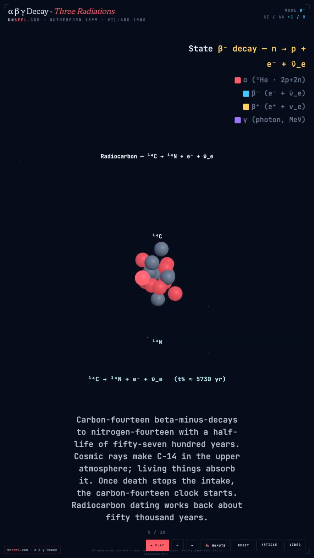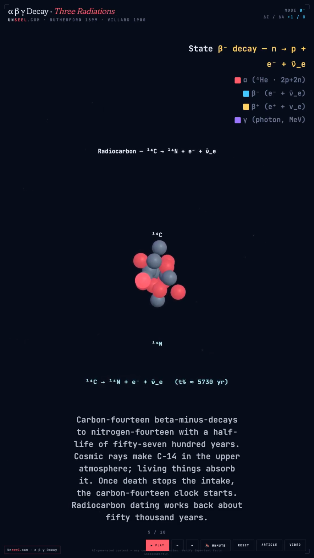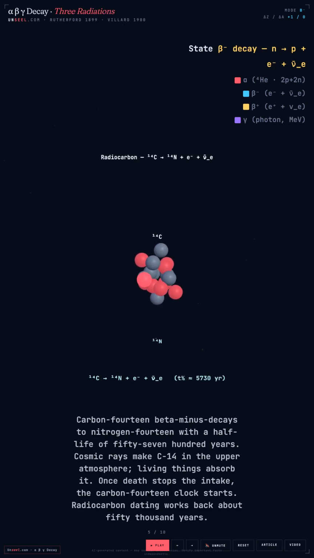Carbon-14 beta minus decays to nitrogen-14 with a half-life of 5,700 years. Cosmic rays make C-14 in the upper atmosphere. Living things absorb it. Once death stops the intake, the carbon-14 clock starts. Radiocarbon dating works back about 50,000 years.